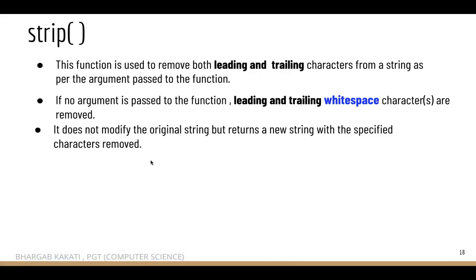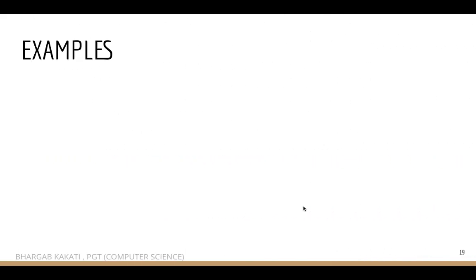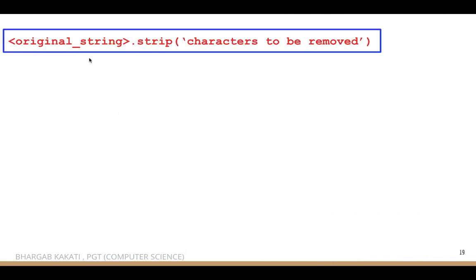This is the last function. It does not modify the original string but returns a new string with the specified characters removed. It's similar to lstrip and rstrip. It does not modify the original string, but it will just be displayed as per the stripping that is done by you. This is the syntax: original string dot strip, and within braces we need to give the characters to be removed. Here characters to be removed is optional. Let's take you through some examples. This is the syntax here.